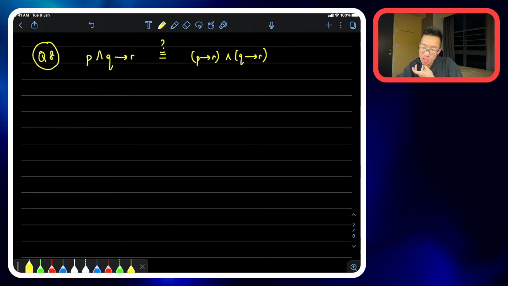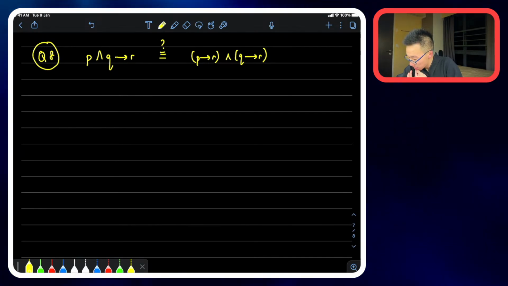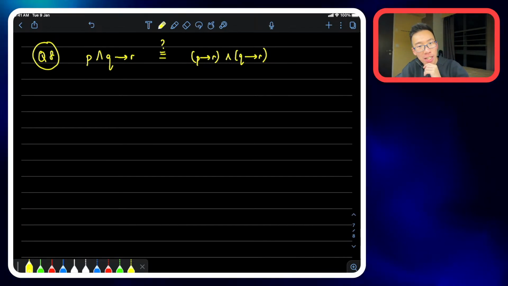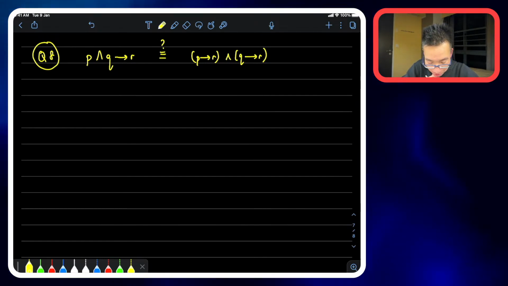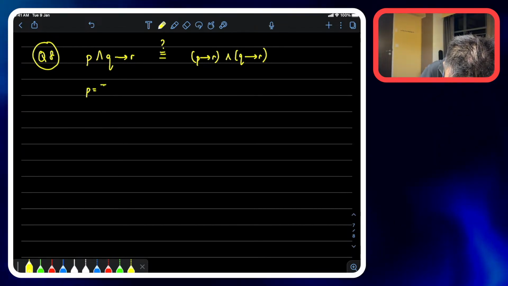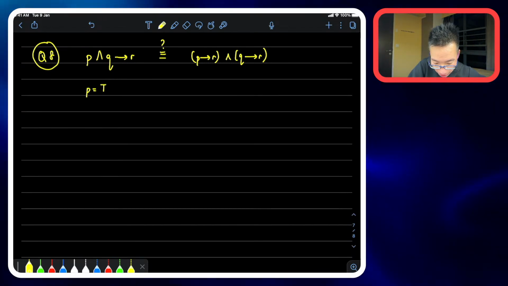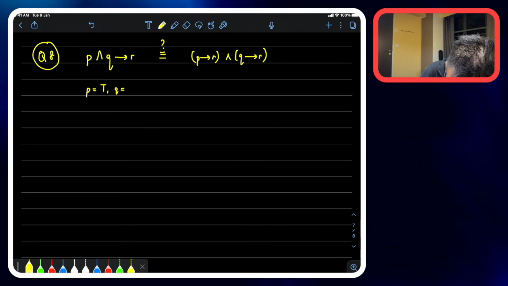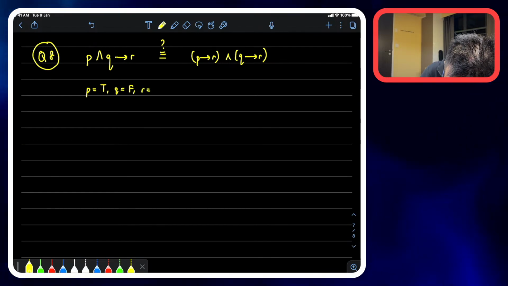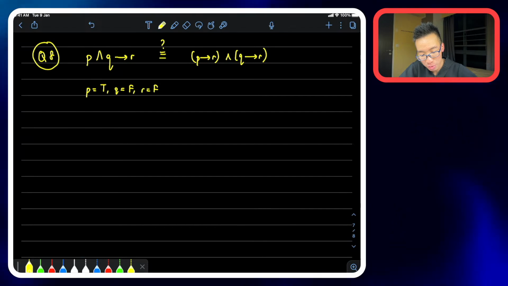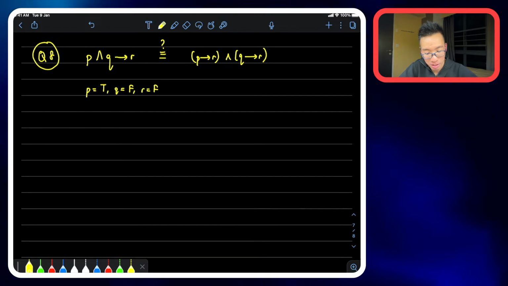Yeah, if R is true, we don't really have to care too much. So let me try out an expression and let's see what happens. Let's try P equals true, Q equals false, R equals false. I don't think this is gonna get us anywhere. Yeah, this is probably not gonna get us anywhere.